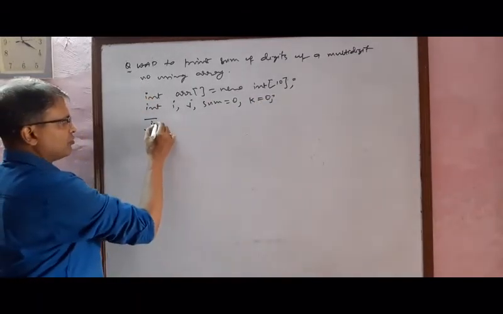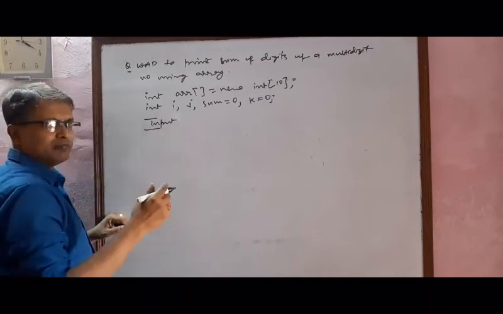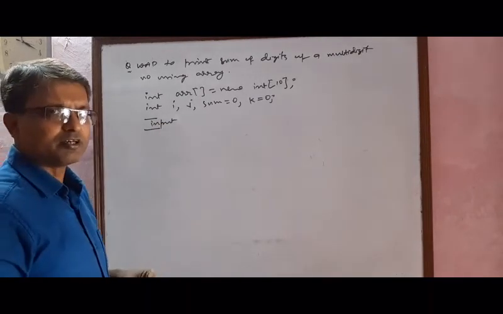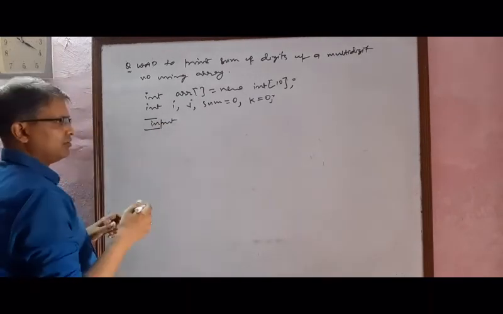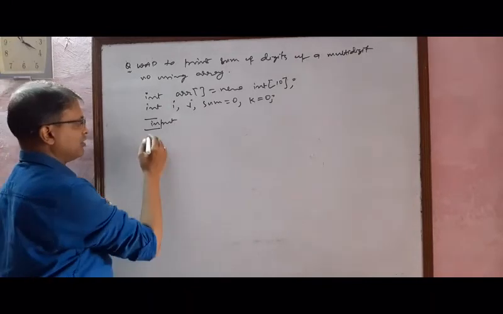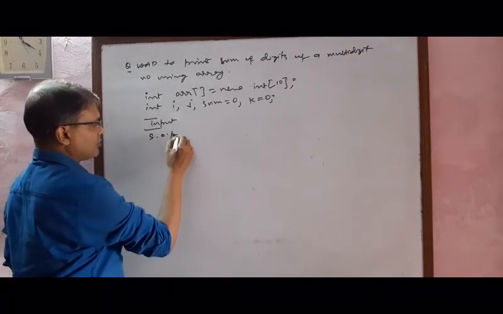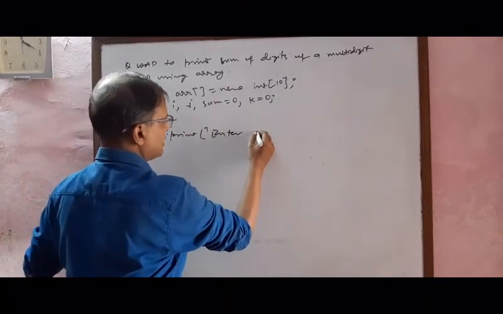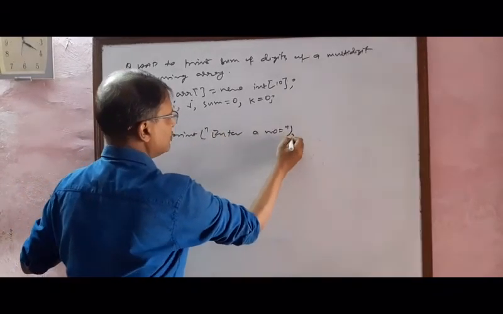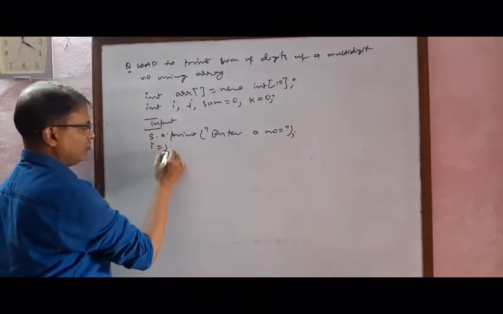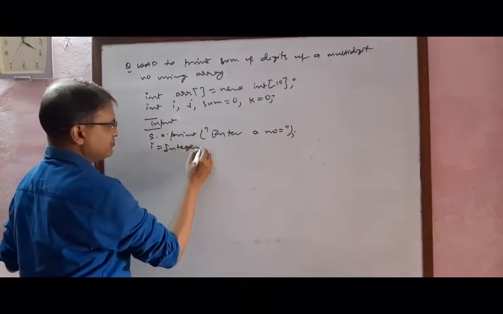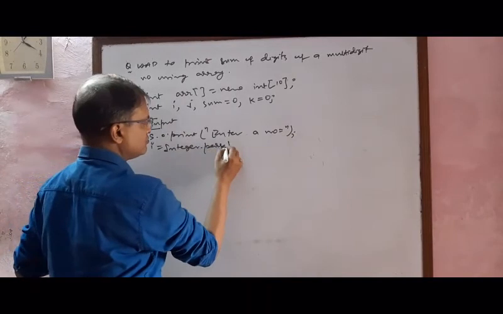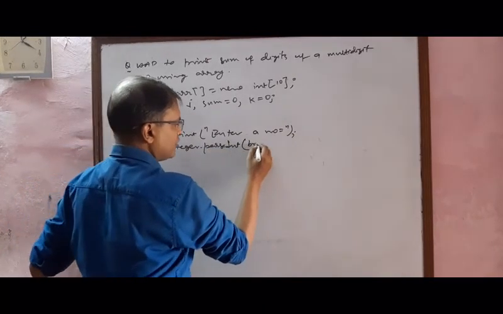Two lines for input means input stream reader and buffer reader. You can write yourself. Now System.out.print enter a number. Now i equal to Integer.parseInt br.readLine.